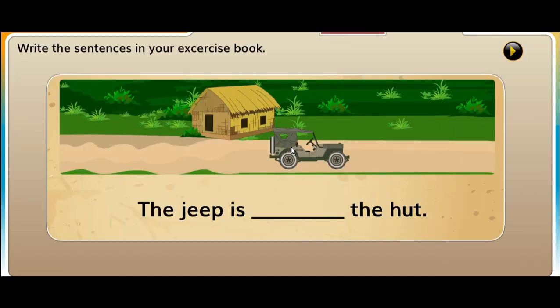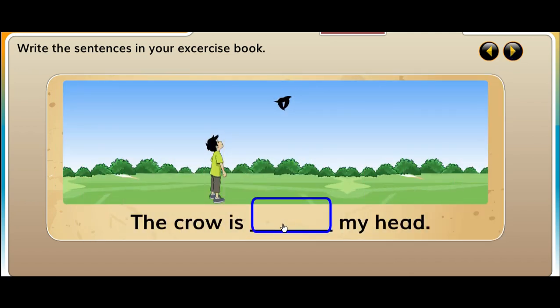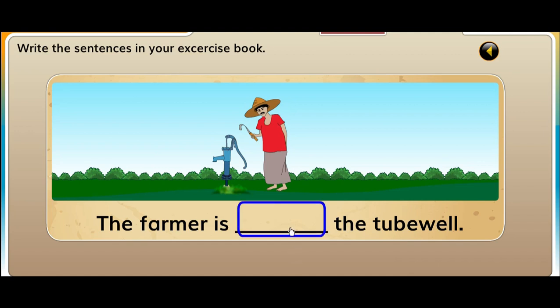Write the sentences in your exercise book. The jeep is near the hut. The tiger is far from the farm. Above. The farmer is next to the tube well.